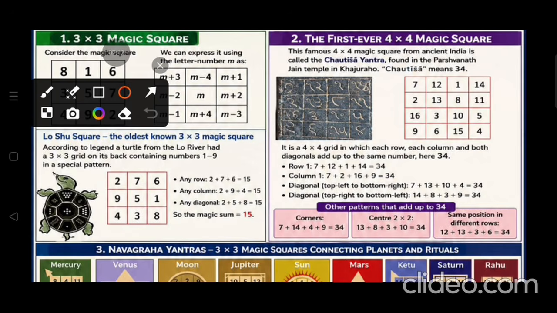If we look at the corner numbers, the sum is 34. Now if we look at the center 2 by 2 square, 13 plus 8 plus 3 plus 10, again we get the sum as 34. So the same positions in different rows again give the sum 34. In this way, the sum will be 34. So this is called the Chautisa yantra, and the sum of each row, each column, each diagonal is 34.